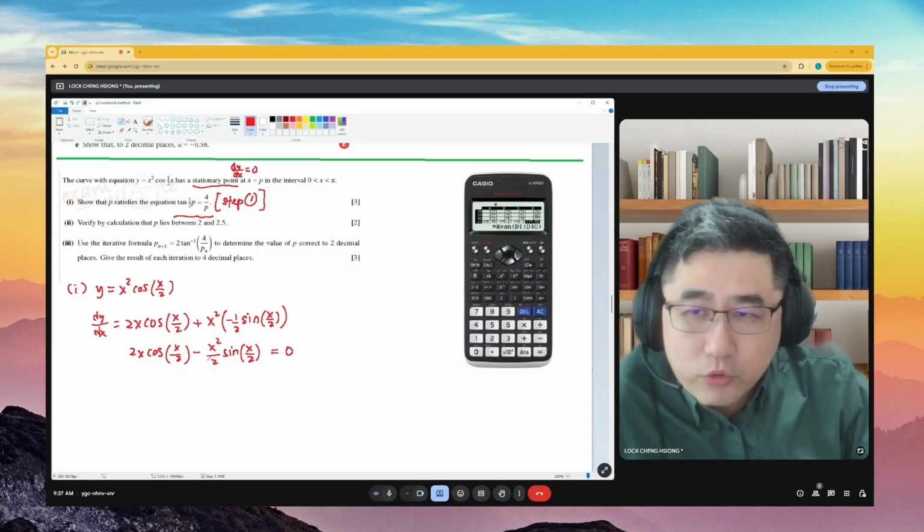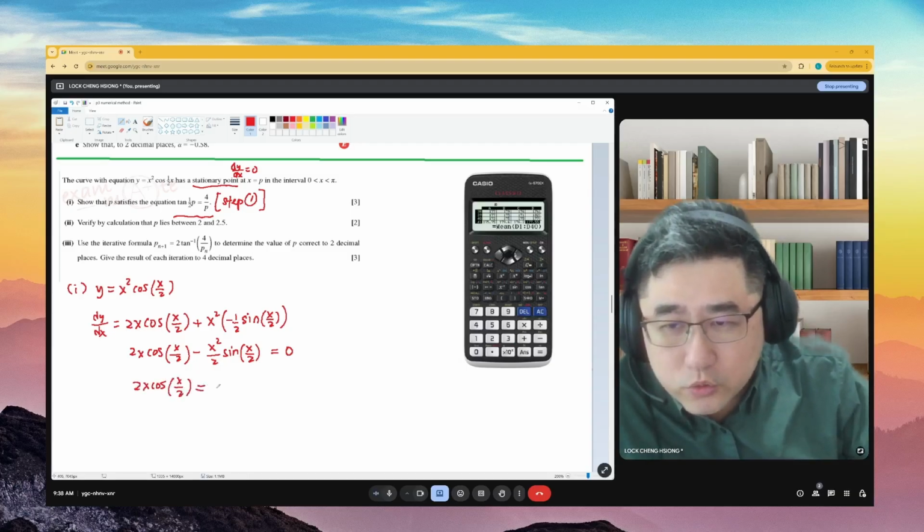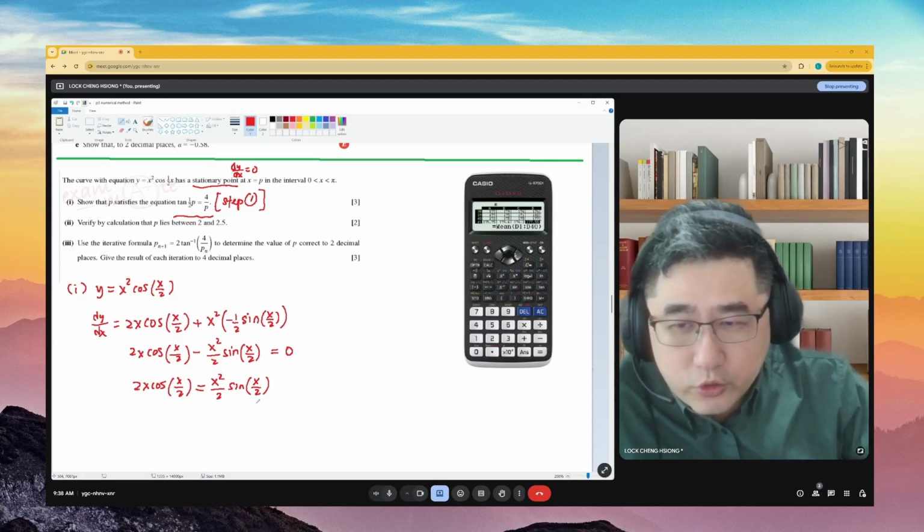After that, I will need to do some algebra rearrangement. So I have 2x cos of x over 2 equals x squared over 2 sine of x over 2. Okay, so simplify the expression. 2 brings up, becomes 4. x squared brings down, cancels with the x. Cos, bring it over to the other side, becomes 1 over.